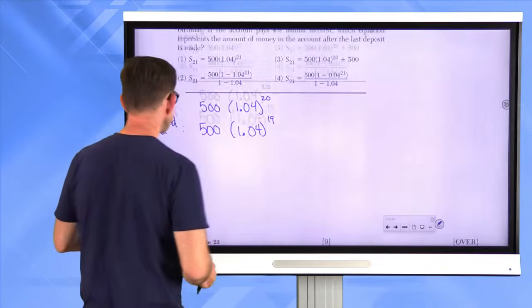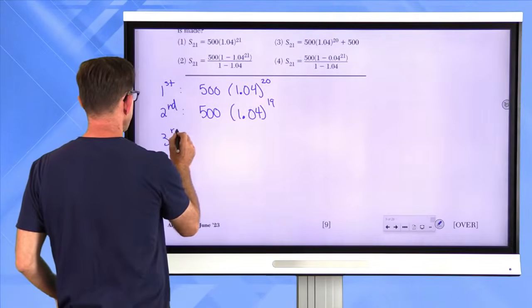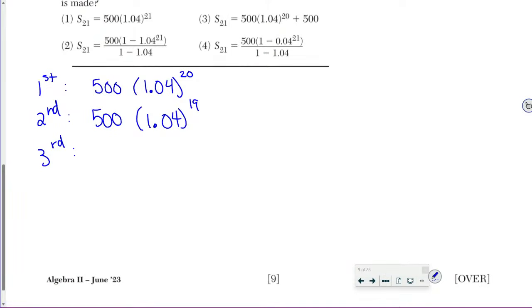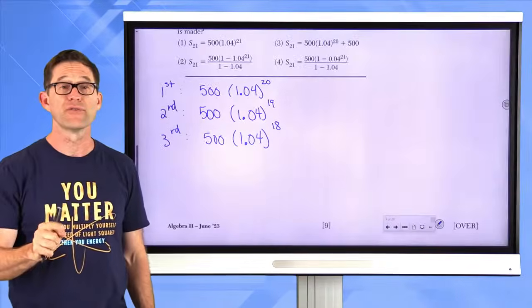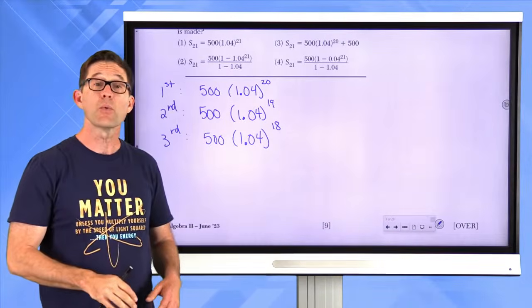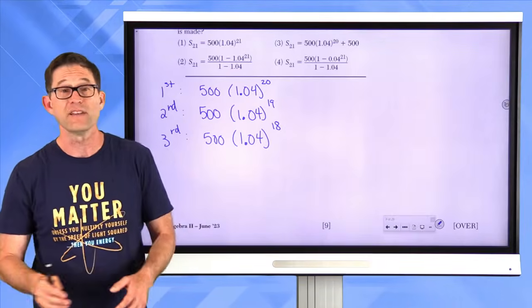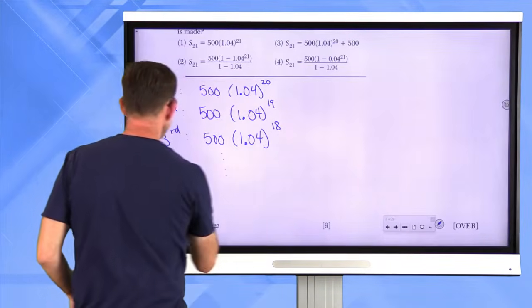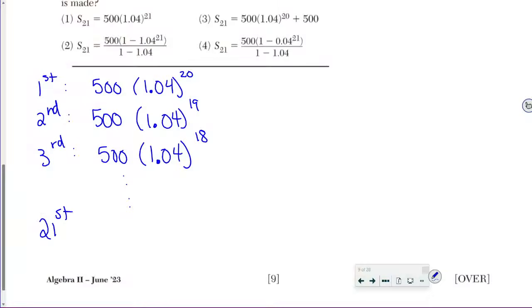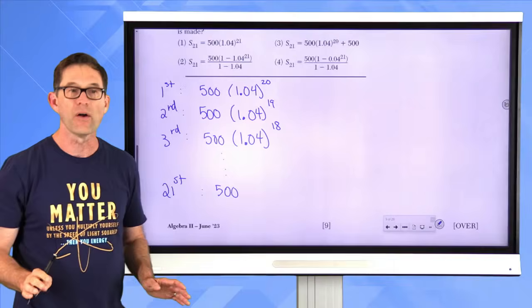And likewise, don't worry, I'm not going to do this for every single one of the birthdays, but I do want to make a point here. On the third birthday, the money that they put in will only sit there for 18 years before the child turns 21. So that money is going to be worth 500 times 1.04 to the 18th, etc., until the child's 21st birthday when they just put $500 in and nothing else, right?